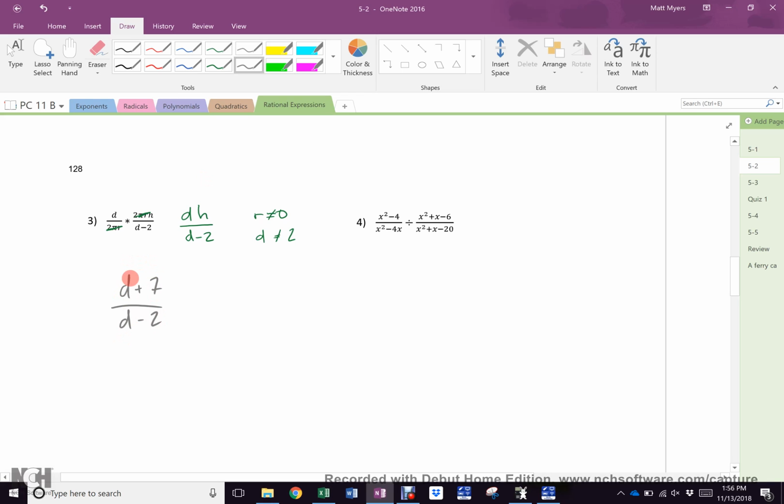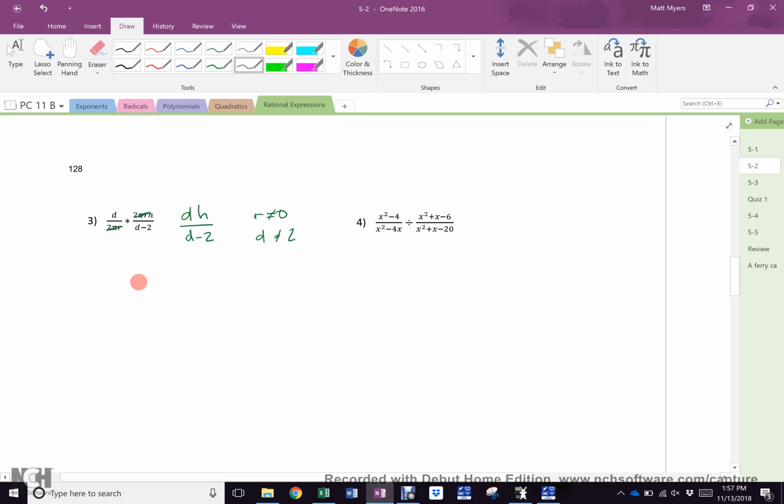You can only cancel units. This denominator is not d, it's whatever d is minus 2. This numerator is not d, it's whatever d is times h. So you cannot cancel them. Same as this one, d over d plus 2. You cannot cancel those d's.